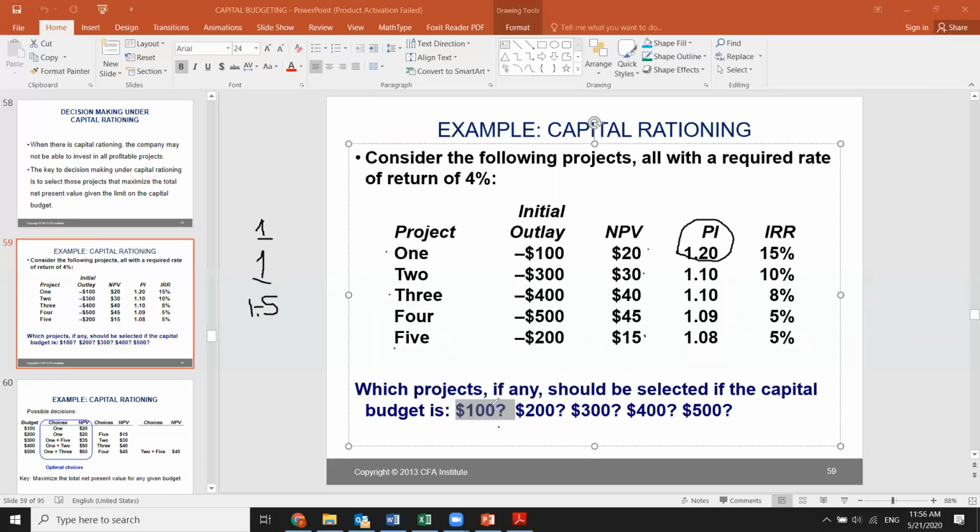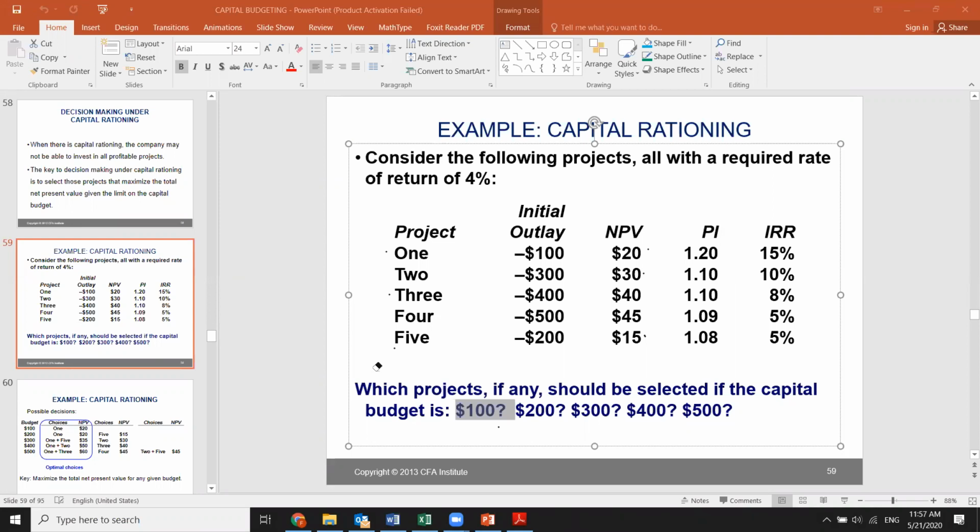If you select 1. If it's $200, still 1. If it's $300, 1 and 5 again. Why? You can select according to PI these two, yes? Or this and this. But why can you not select it? Because we don't have enough money to select both 1 and 2. Very good. So on one side you have a budget constraint, on the other side you have PI to select.